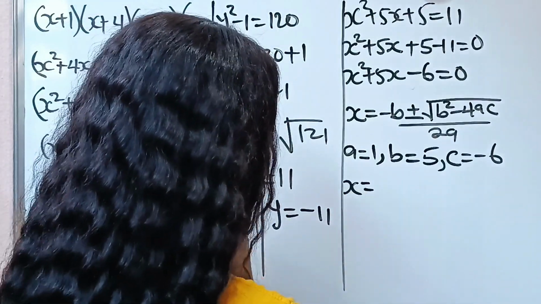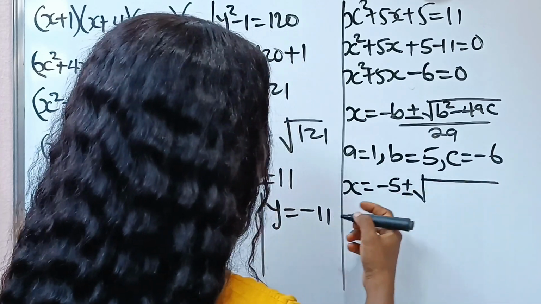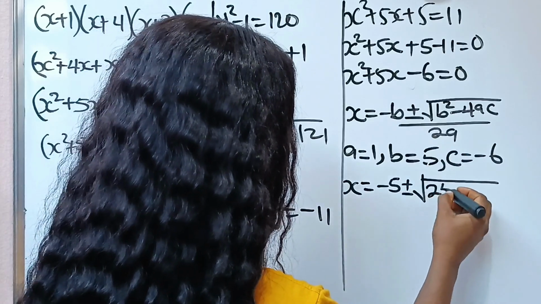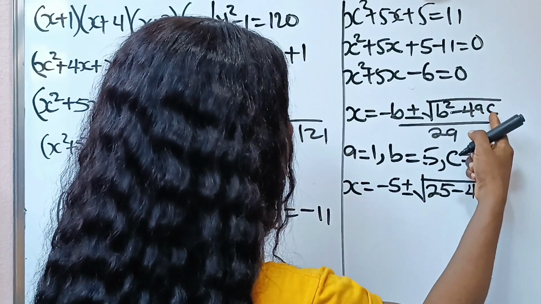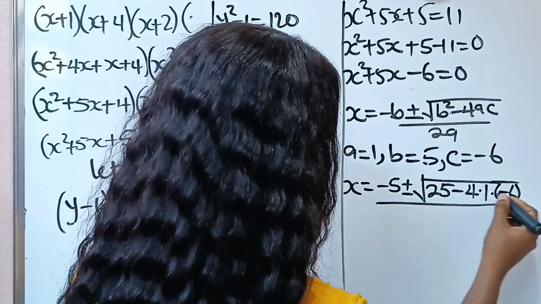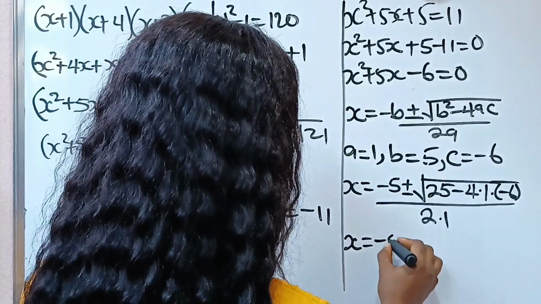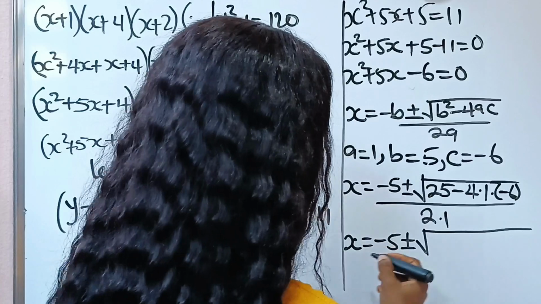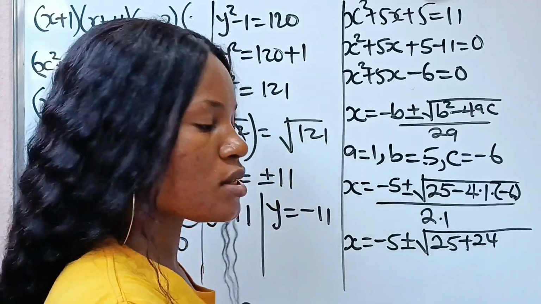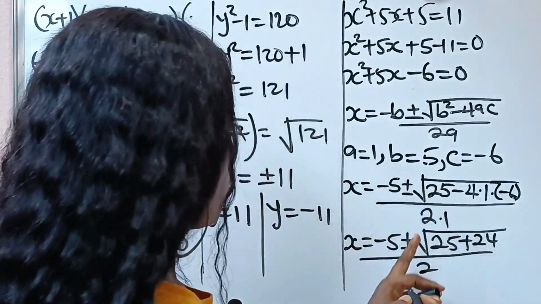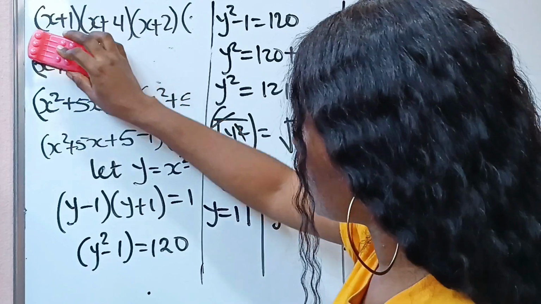So we have that x is minus b, that is minus 5, right? Minus 5 plus or minus square root of b squared, that is 5 squared, and 5 squared is 25, minus 4 multiplied by a. Our a is 1, while our c is minus 6, right? Divided by 2 times our a is 1. So we have that x is equal to minus 5 plus or minus the square root of 25, minus times minus is plus, and 4 times 6 is what? 24. All right, divided by 2, because 2 times 1 will give us 2. Perfect. We are getting to the final answer.